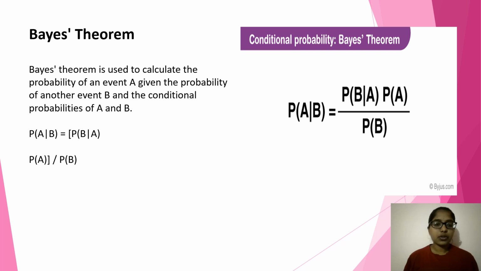Bayes theorem. Bayes theorem is used to calculate the probability of an event A given the probability of another event B, and the conditional probabilities of A and B. P of A given B equals P of B given A times P of A divided by P of B.